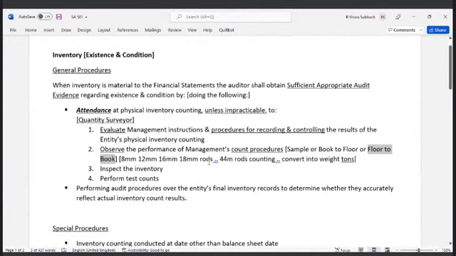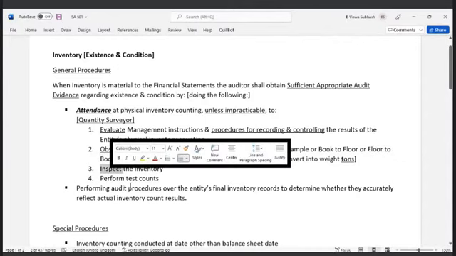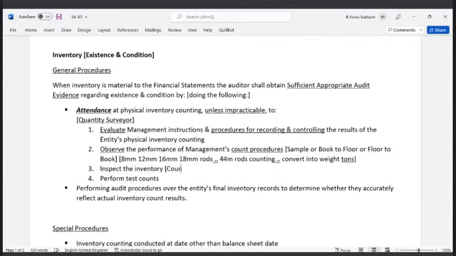So what are the types of procedures they are doing? Observe everything and then inspect the inventory. Inspection could be you doing the count or testing the quality. It could be either way, counting or quality. You just do the inspection on a sample basis only and perform test counts. So inspect and perform test counts are basically you doing sample verifications. We don't have to do the entire verification. We just need to be physically present when they are doing the physical verification.